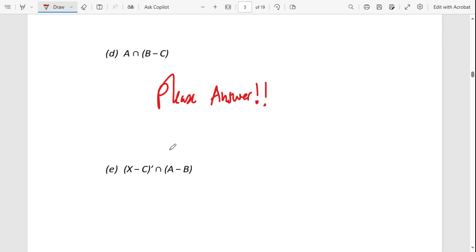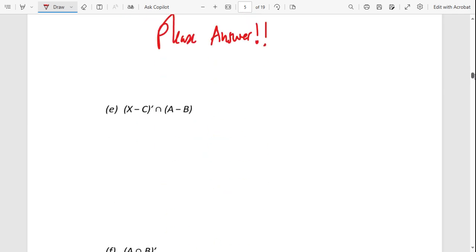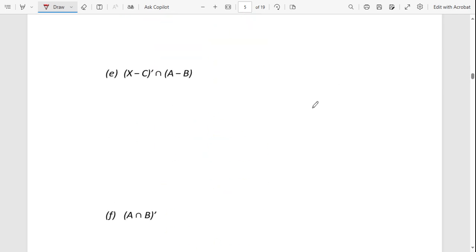Let's do E. It is saying X minus C complement. So this is X intersection C complement, complement, intersection A minus B is A intersection B complement. Okay.